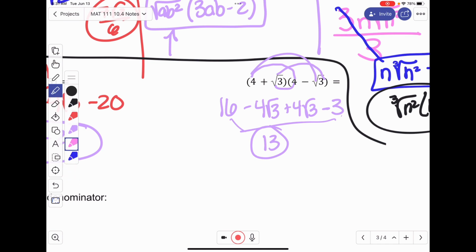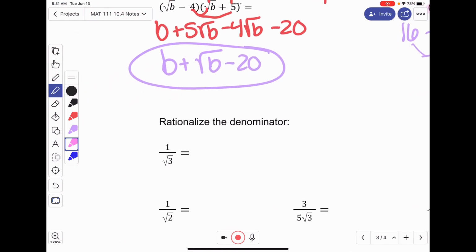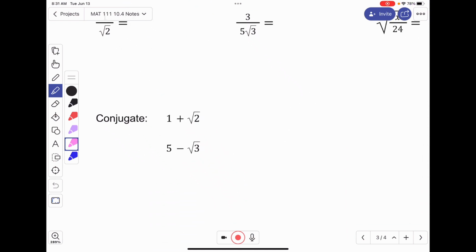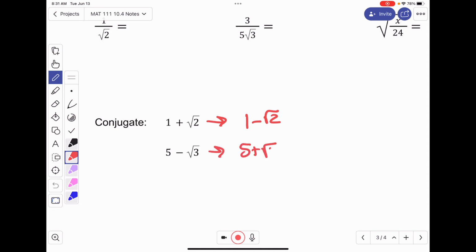If you look at this, they're the same thing except the second number has become negative. These are what we call conjugates. In order to get a conjugate, we change the sign of the second number. So this would become 1 minus root 2. Then if we FOILed those, the radical would cancel. This would become 5 plus root 3. If we FOILed those, the radical would cancel.